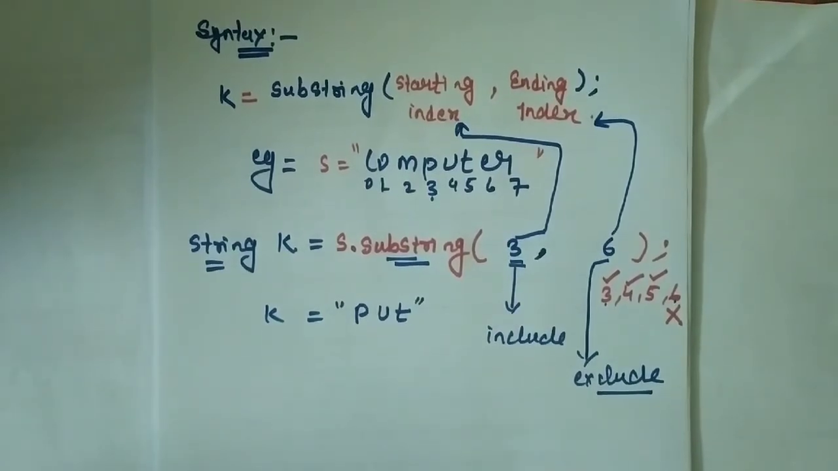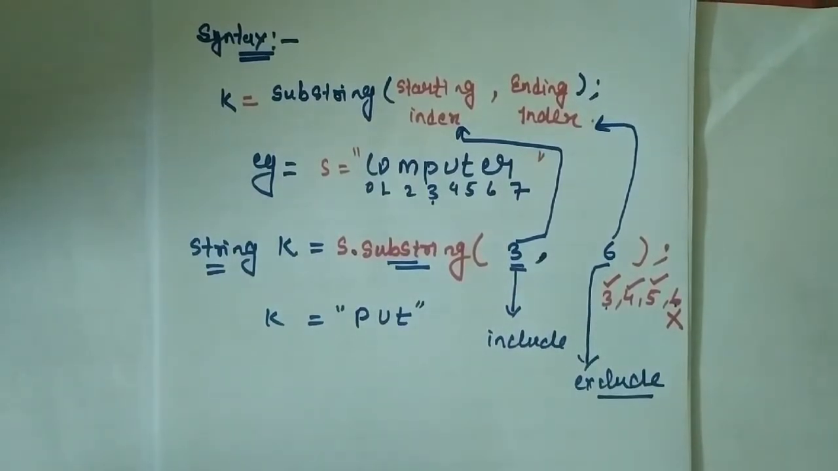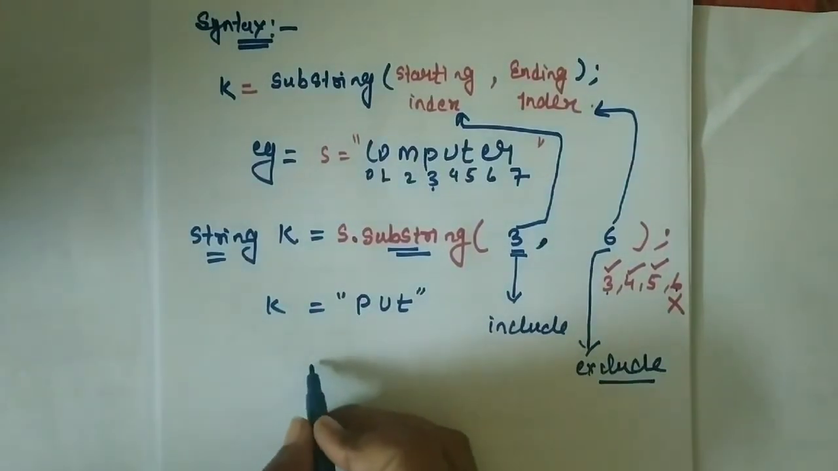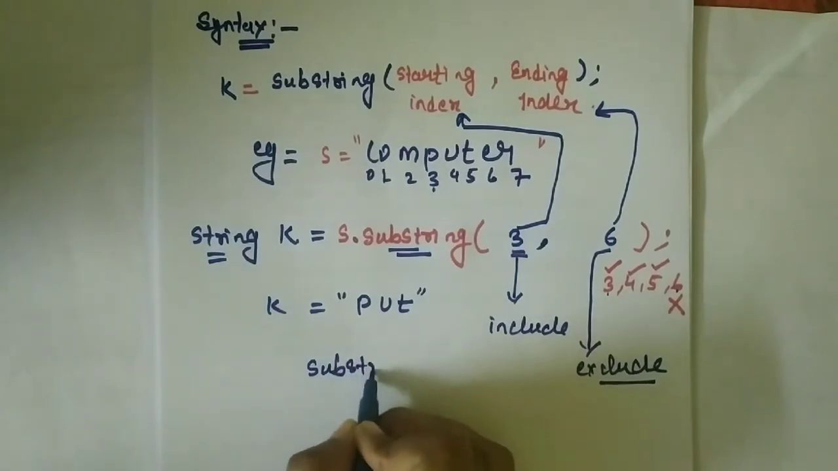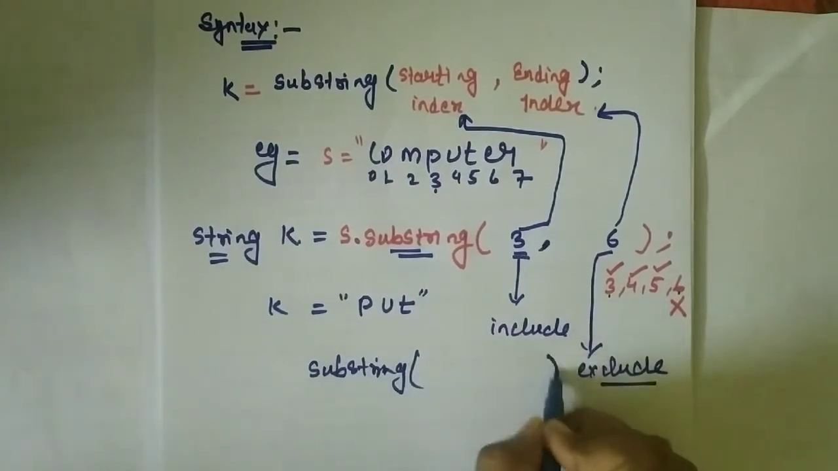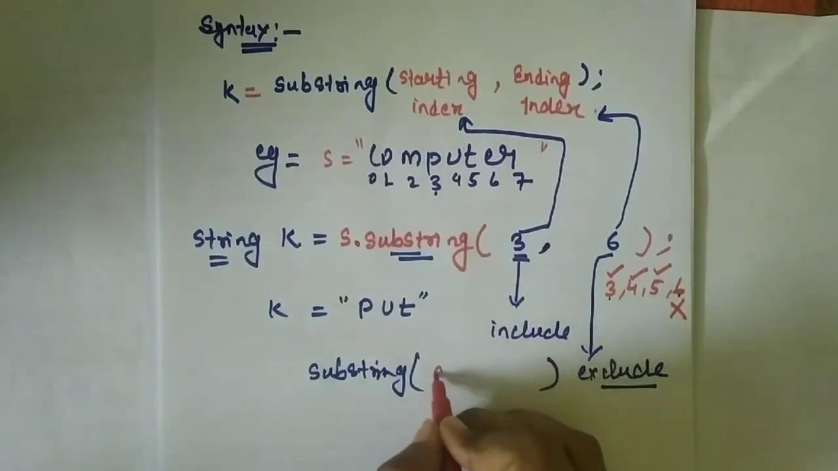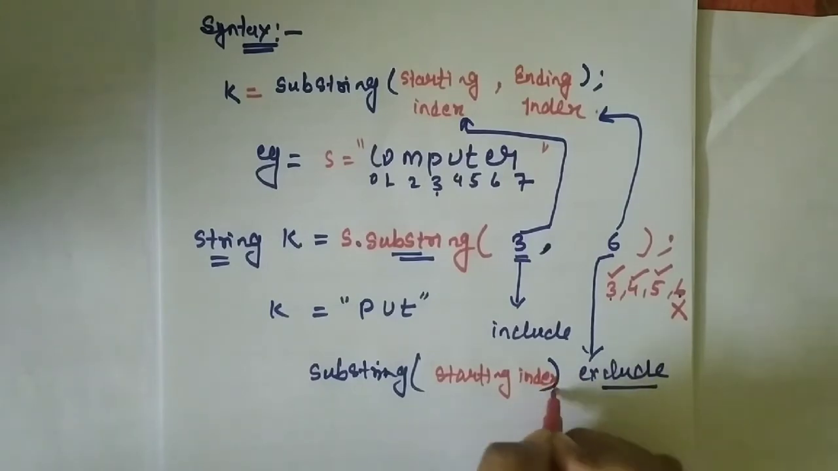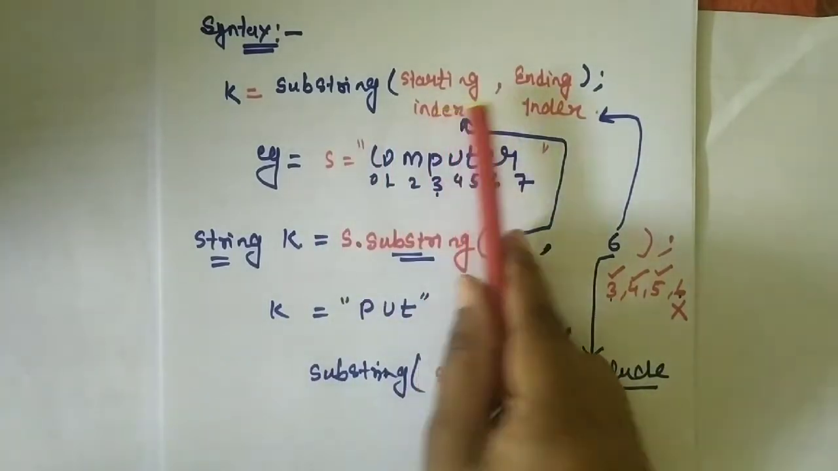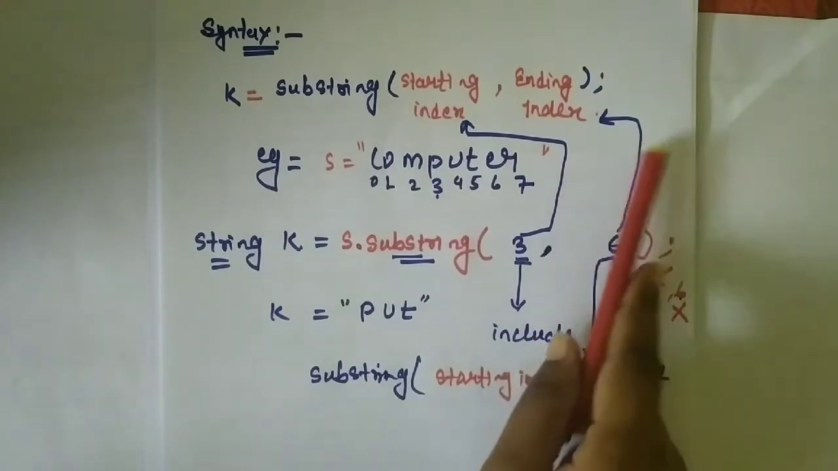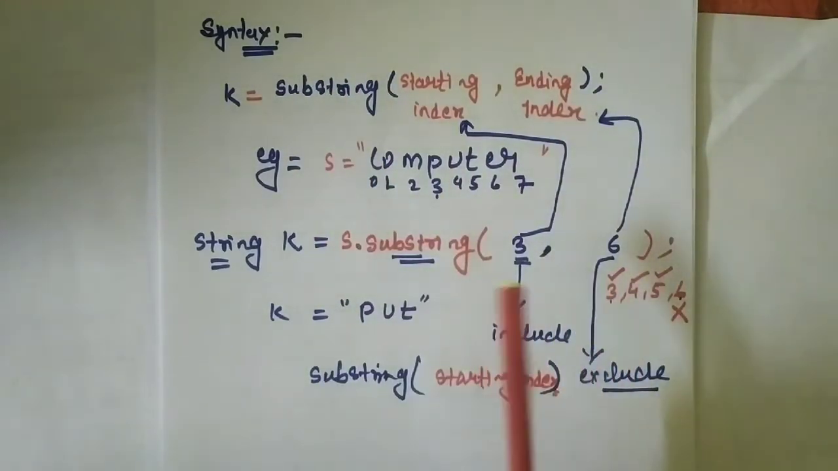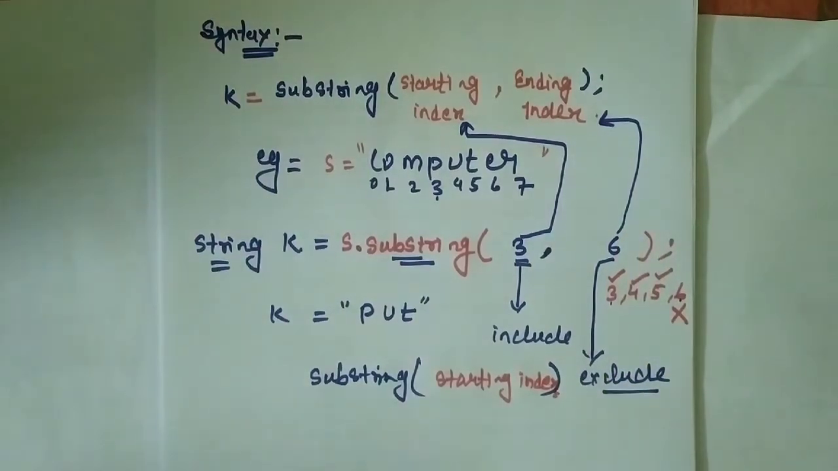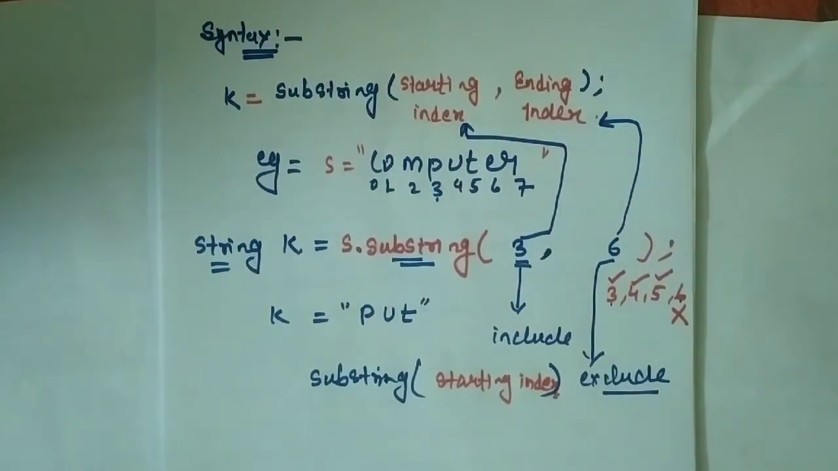So this is the second modification of the substring function. In the substring function there are two types. The first one is substring with one index, that means only a starting index, and the second modification is substring with a starting and ending index. In this function it includes the starting position, but it excludes the ending position. So these are the substring functions.